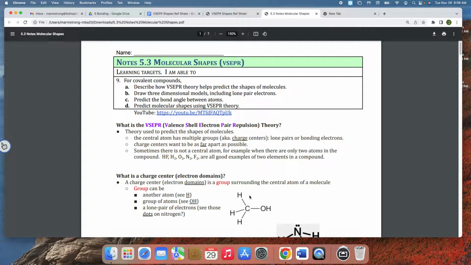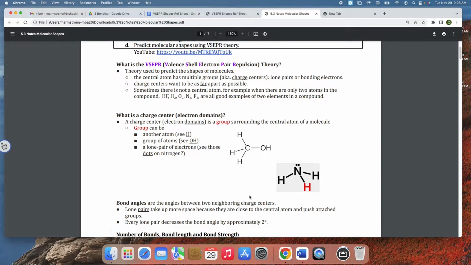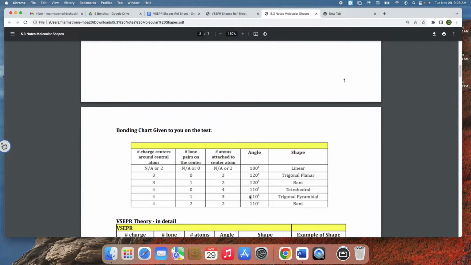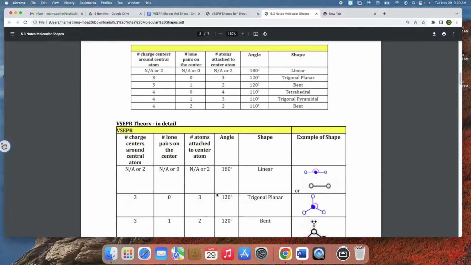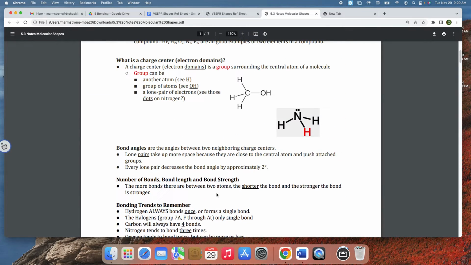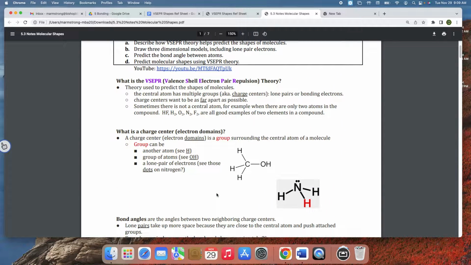5.3 molecular shapes. It's also called VSEPR, valence shell electron pair repulsion. For this, you will be given on a test this chart sheet. It's abbreviated, but here is the long version of it that we will use today. So what is VSEPR? VSEPR is valence shell electron pair repulsion theory.